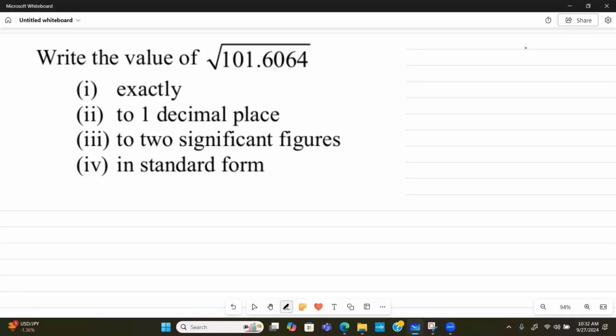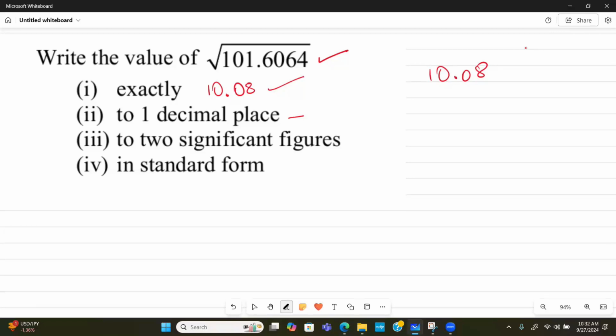So when we take the square root of this, the exact value is 10.08. So using your calculator, you take the square root of that. This is the exact value. Now, after getting 10.08, we want to represent that correct to one decimal place here. So I'm going to put it right here, 10.08 to one decimal place.